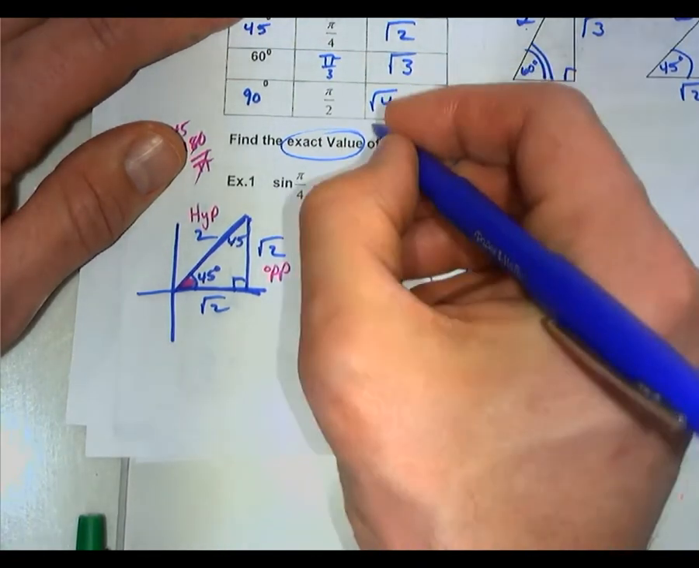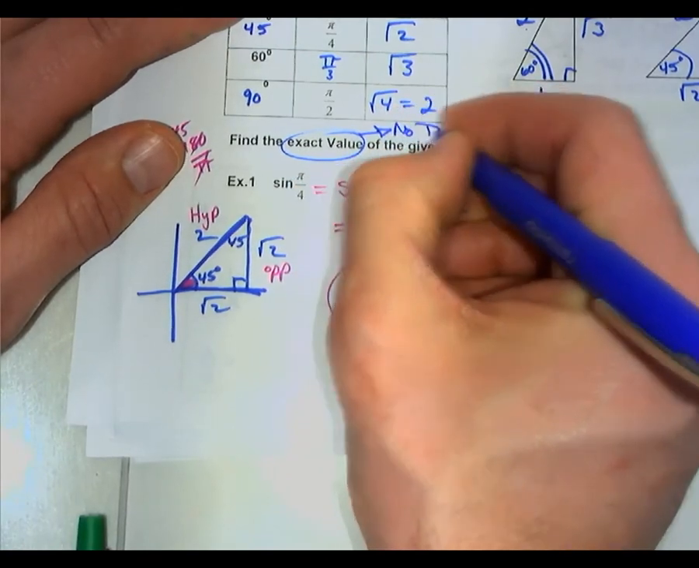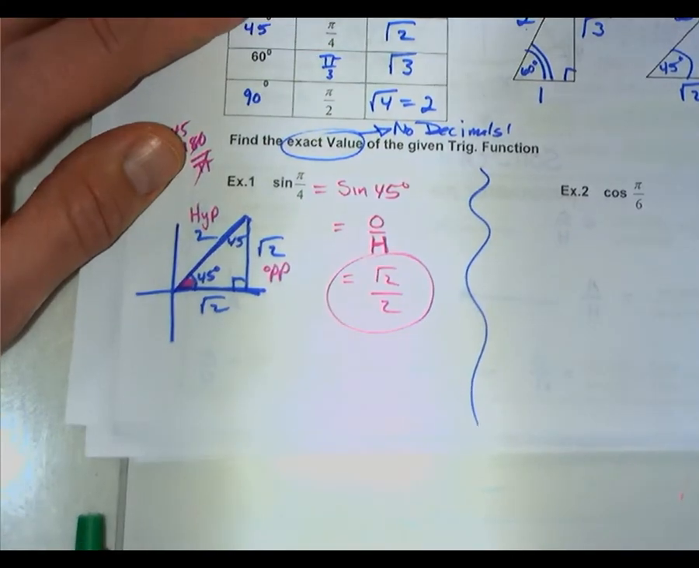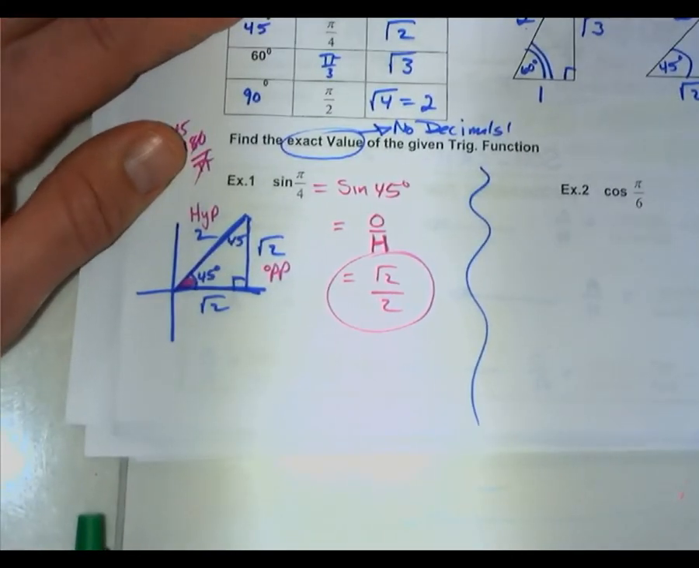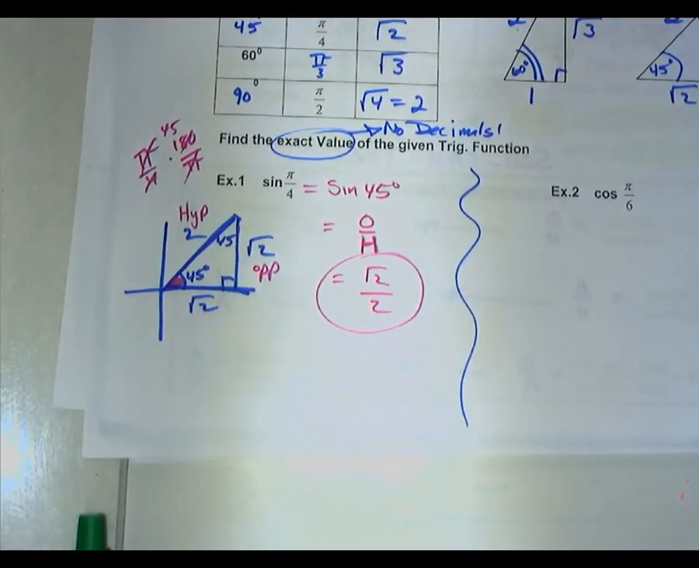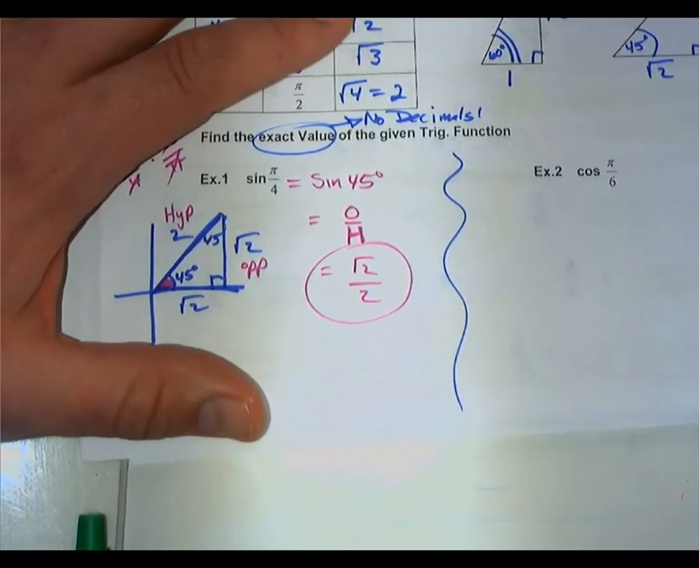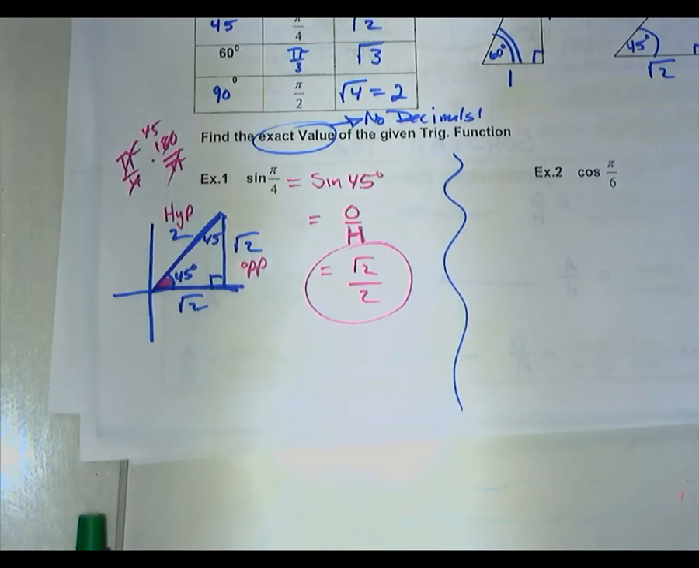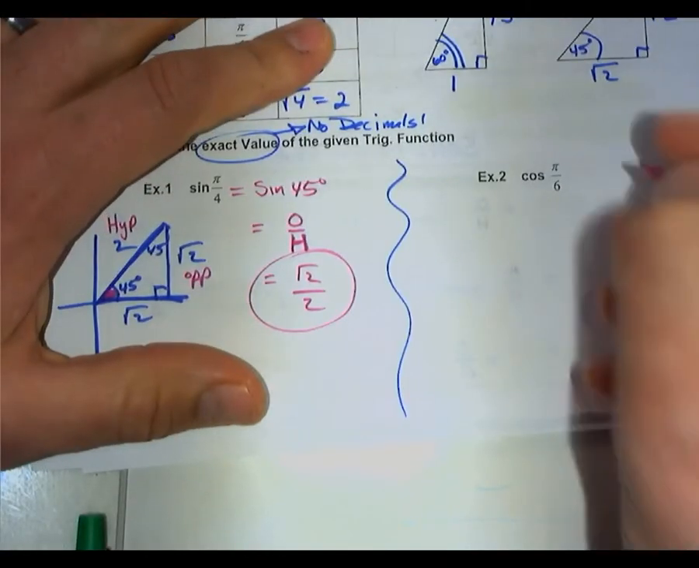All right, so again, exact values, no decimals, please. Show your work, show your triangles. On the test, they'll say, show your triangles or circles. All right. Any questions, y'all? You guys did this in Algebra 2. This is, again, now the second time you've seen something like this.